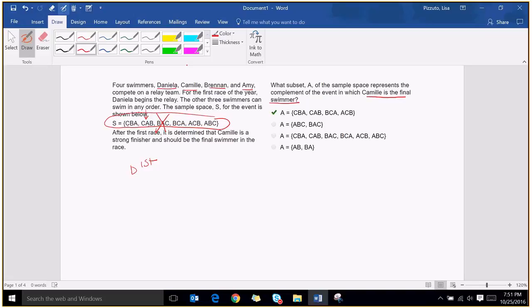Okay, so here, where is she in the race? On BCA, third. And on the next one? Third. And on this one? Fourth, so you would get rid of it, right? Right. So this is your subset. And the complement means the opposite. So instead of saying Camille is the final swimmer, we say Camille is not the final swimmer. So in all these examples here, Camille is not the final swimmer.